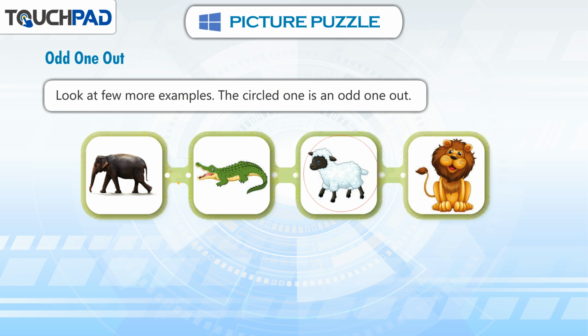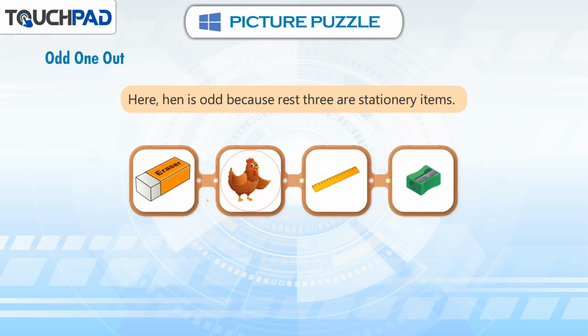Look at a few more examples. The circled one is an odd one out. Here, sheep is odd because the rest 3 are wild animals. Here, hen is odd because the rest 3 are stationary items.